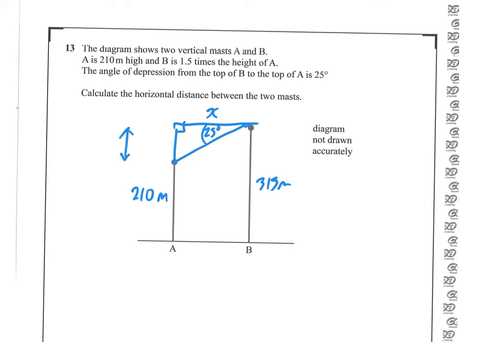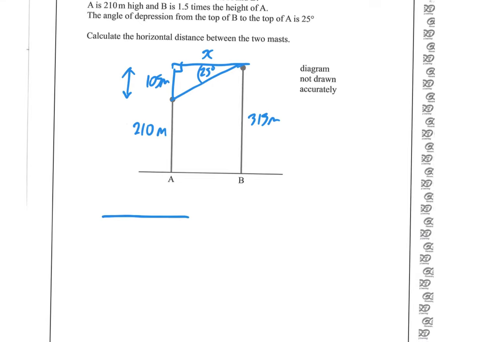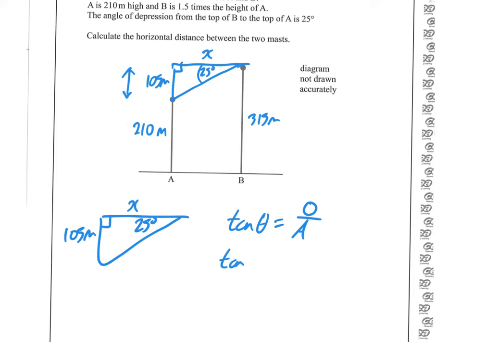That's going to be 315 minus 210, which works out to be 105 meters, and then we're good to go. So I'm going to draw that out again. That's 25 degrees, that's 105 meters, that's my x. So we'll say tan theta is equal to opposite over adjacent. There's my opposite and there's my adjacent. So tan of 25 is equal to 105 over x.